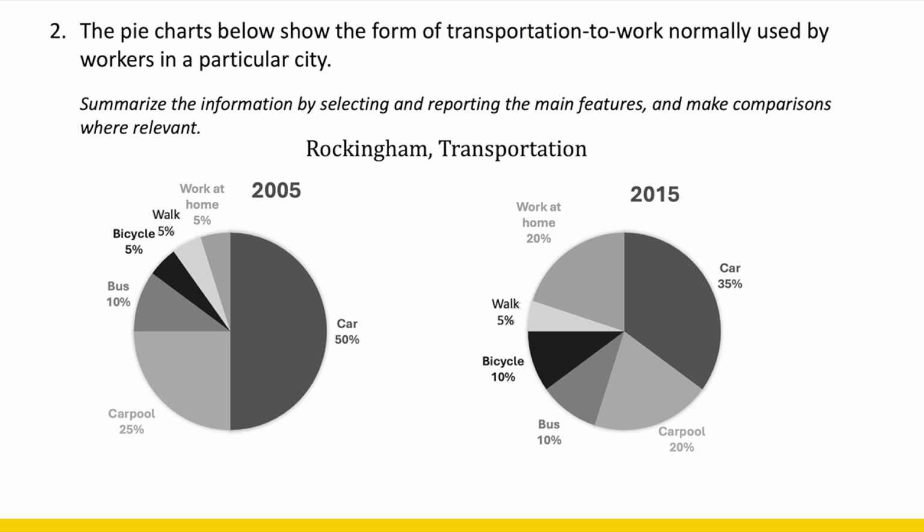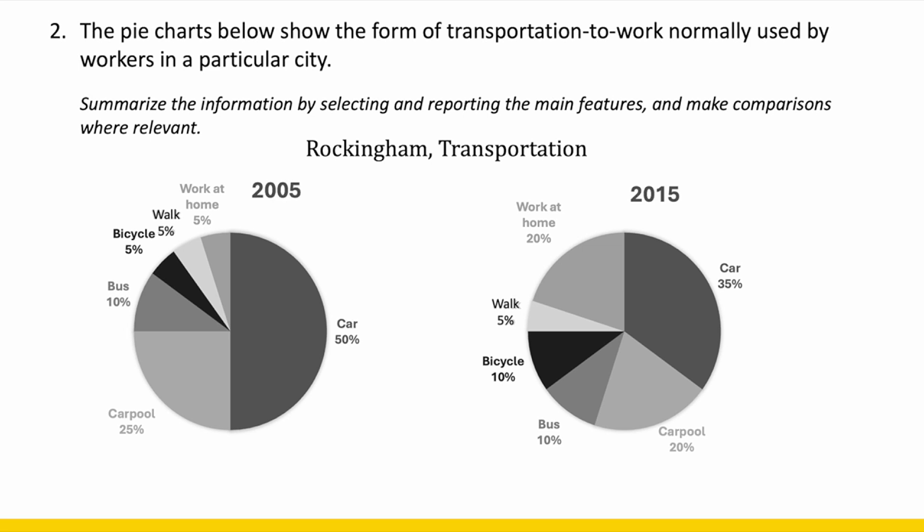And now we are going to discuss our graphic type 2, which is a pie chart. As you see on the slide, we have 2 different pie charts that represent different years, 2005 and 2015. Before analyzing your pie chart, make sure you read your topic carefully and understand the main idea of these pie charts. The topic always contains the most important details, so make sure you read it. Let's take a look now, and I'll read it. The pie charts below show a form of transportation to work normally used by workers in a particular city.